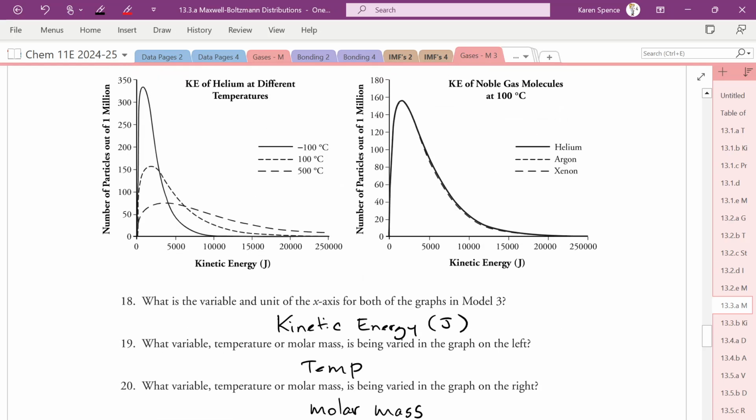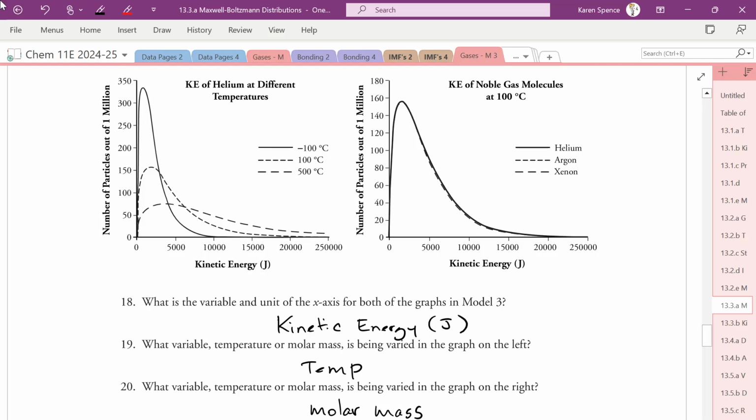Well, this irritates me. Why are they all in the same place? What should it look like? We got helium. Helium should look like this.